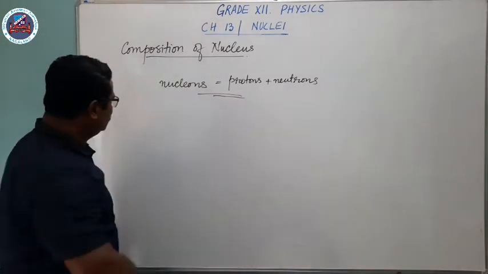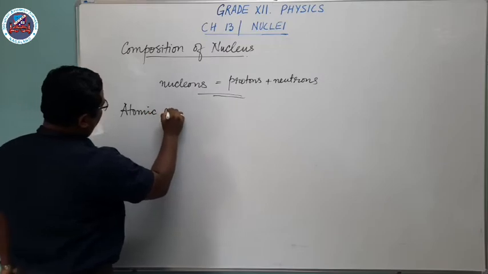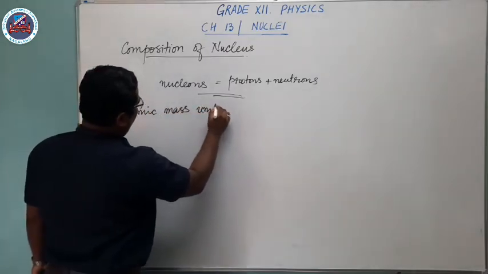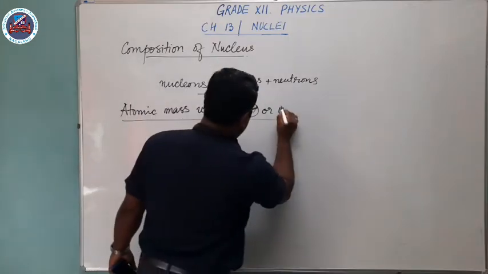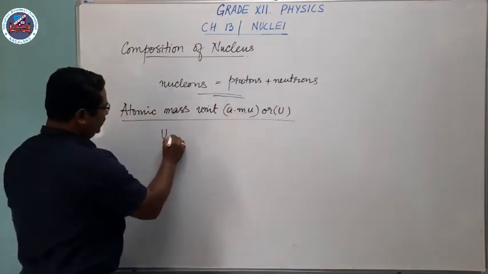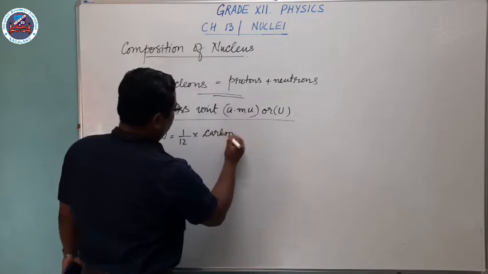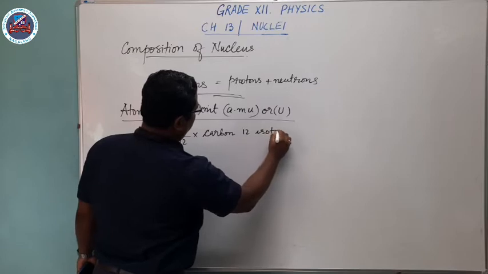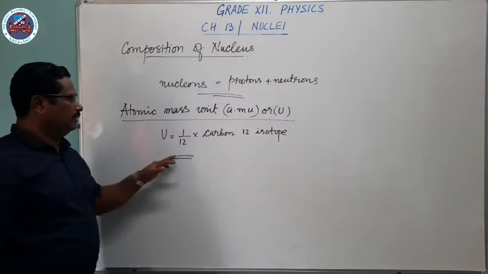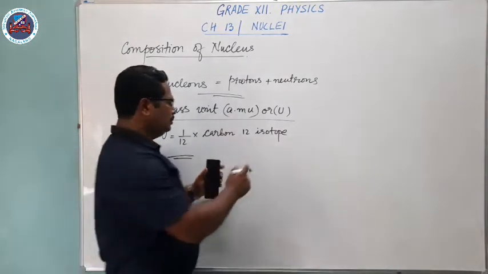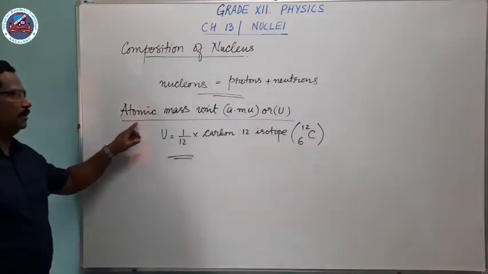But besides that, you'll have to know certain things like atomic mass unit. We write it as AMU, or sometimes we write it as unified atomic mass, u, also. Atomic mass unit is 1/12 the mass of carbon-12 isotope. Whenever we talk about the mass of an atom, we take 1/12 the mass of carbon-12 isotope. Carbon-12 isotope means 6C12 with mass number 12. That mass we call as atomic mass unit.